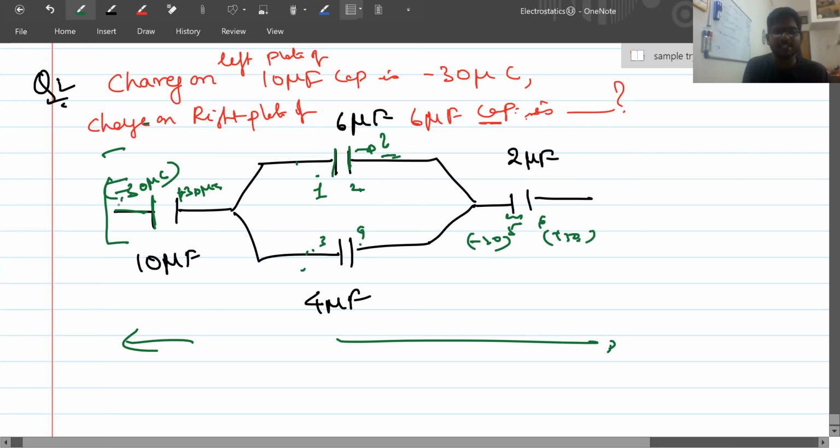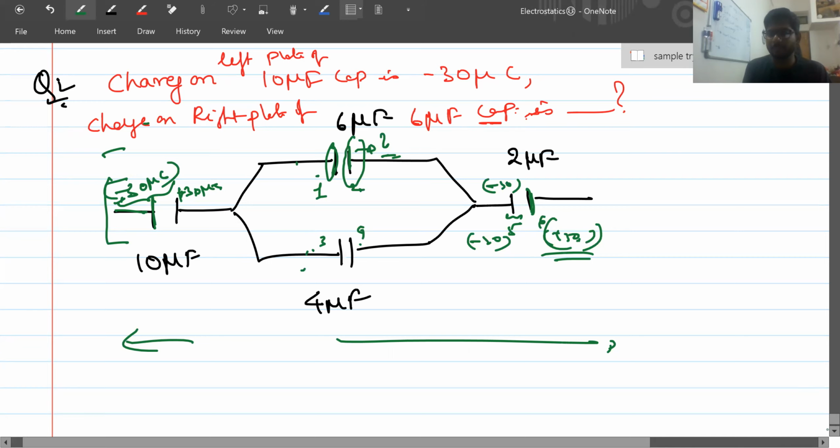You got it? If this is minus 30 microcoulombs, the rightmost plate of the 2 microfarad capacitor should have plus 30 microcoulombs, because I told you one point, in series combination, the charge will be the same throughout. Similarly, this is minus 30 and this will be minus 30, and these two plates combined together will have minus 30. So now the question asked is, the charge on the right plate of the 6 microfarad capacitor is the second plate.